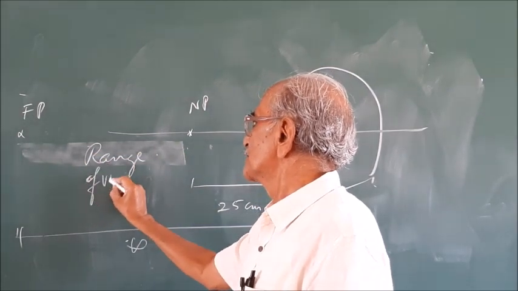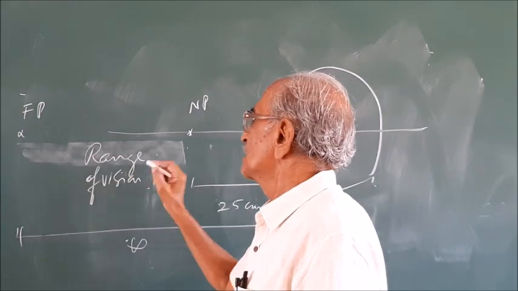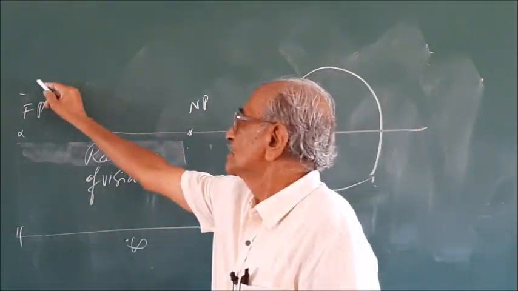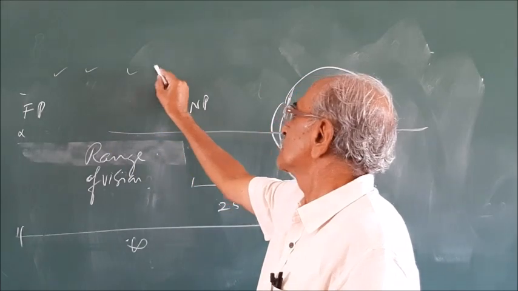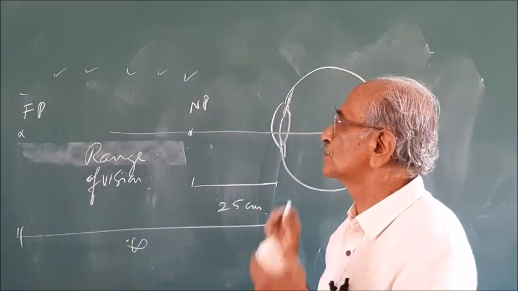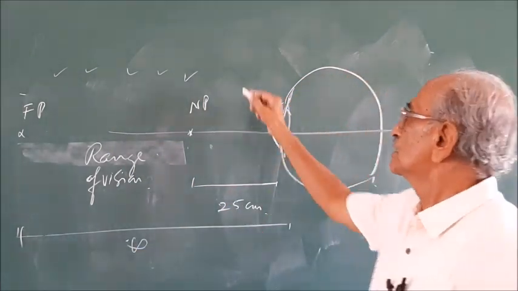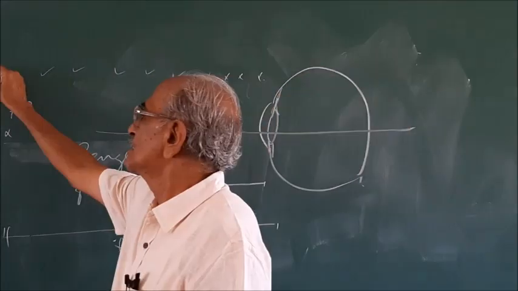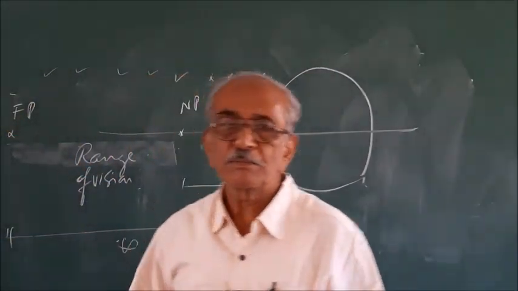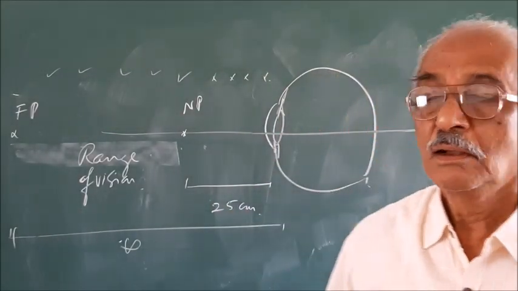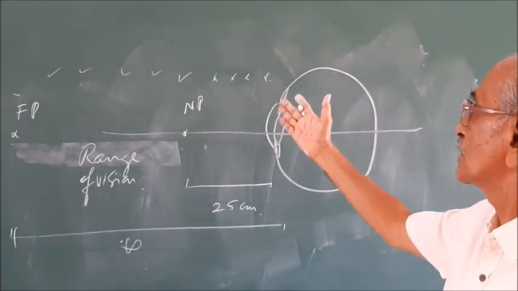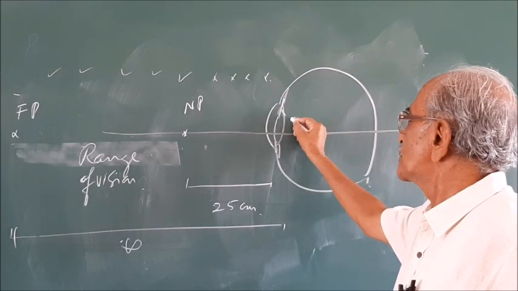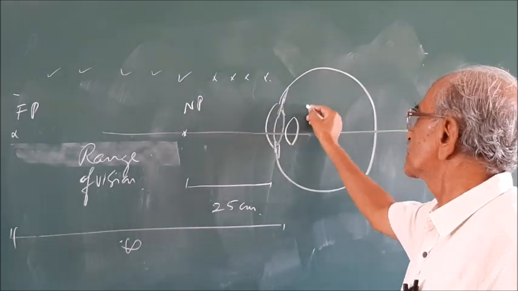In other words, you can see objects everywhere between those two points very clearly, but you can't see beyond that. So that is one point. That is because the eye lens cannot change the shape like this.